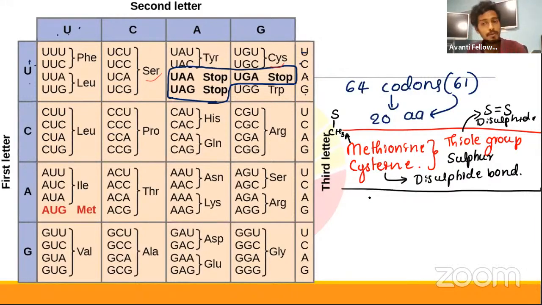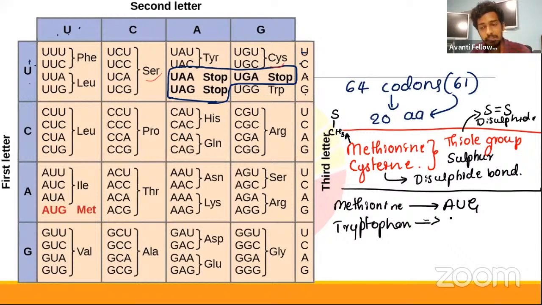And you have to remember the methionine and tryptophan codons. Methionine is coded by AUG, and tryptophan is coded by UGG. What's the importance of this? Among all the codons, only methionine and tryptophan are coded by a single codon. All the other amino acids are coded by multiple codons. So that's why you have to remember these codons.